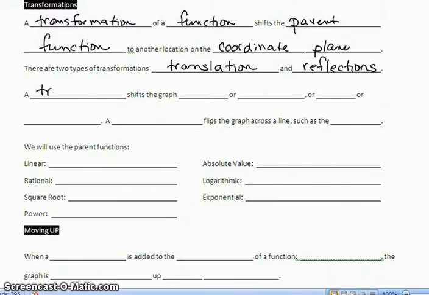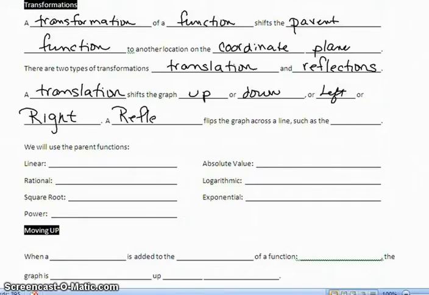A translation shifts the graph up, down, left, or to the right. Where a reflection flips the graph across a line such as the x or y axis.